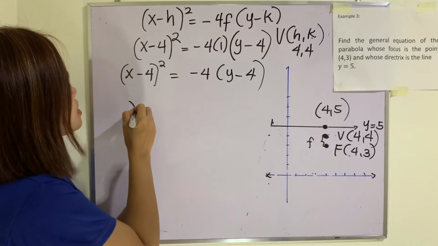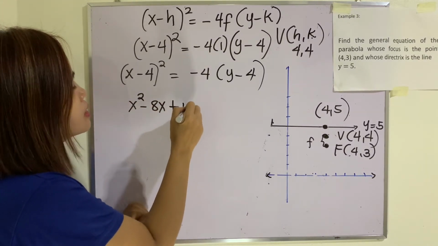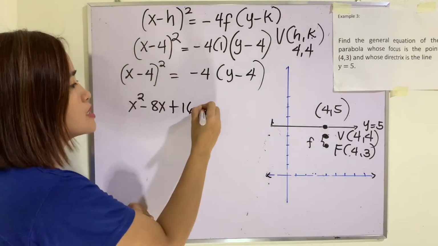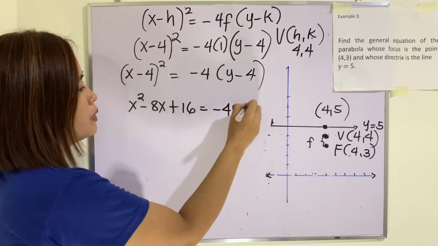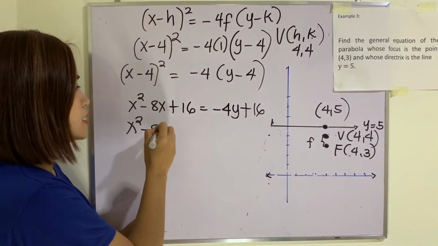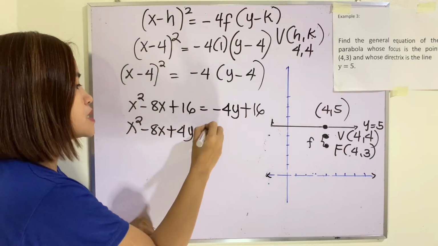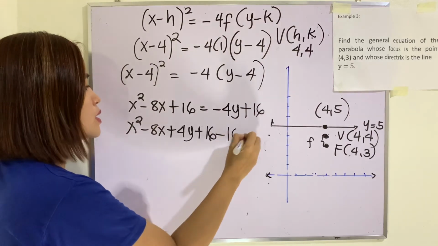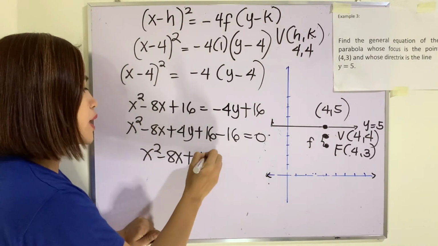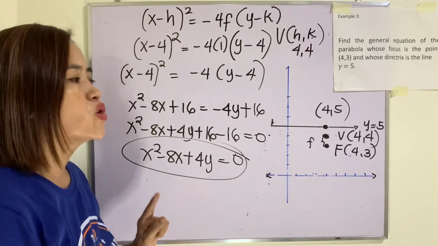This is x squared minus 8x plus 16. Square the first, double the product of the first and second, square the last. Equals negative 4y plus 16. So this is x squared minus 8x plus 4y plus 16 minus 16 equals 0. So this is x squared minus 8x plus 4y is equal to 0. So this one is the general equation of the parabola.